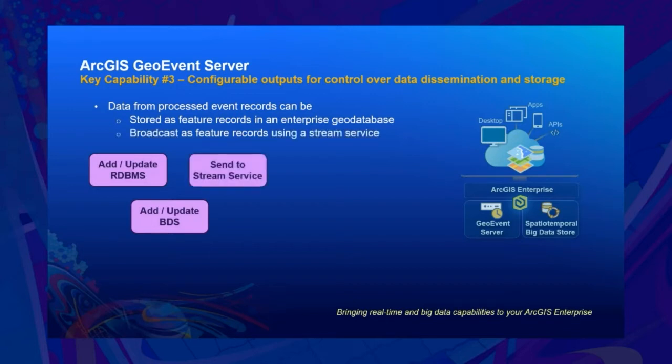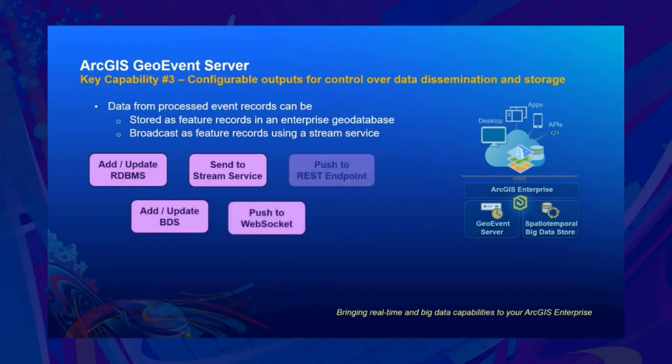If you do not want to store data as feature records, you can broadcast data from processed event records using a stream service. Stream services leverage WebSocket technology to broadcast streams of data formatted as feature records. Any solution component downstream from your GeoEvent Server can subscribe to the stream service's WebSocket to receive data as it is processed in real time.